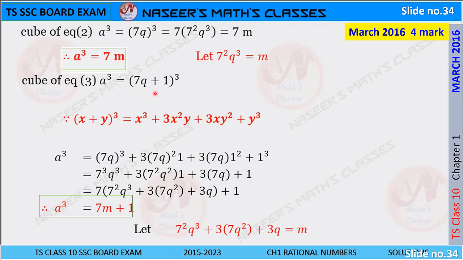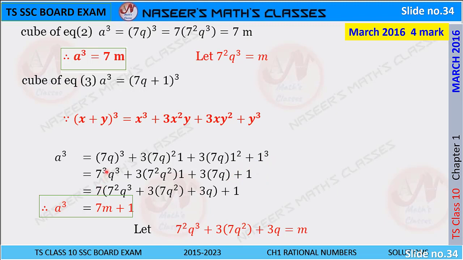(7q plus 1) whole cube is in the form of (x plus y) whole cube is equal to x cube plus 3x square y plus 3xy square plus y cube. Then we expand the RHS as (7q) whole cube plus 3 times (7q) whole square into 1 plus 3 times 7q times 1 square plus 1 cube. Here 1 cube means 1 and 1 square means 1.